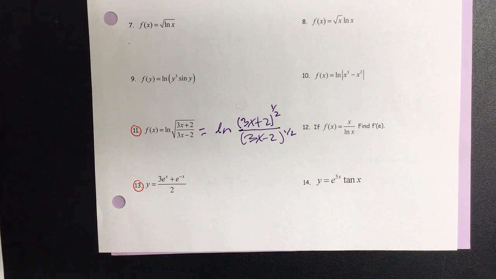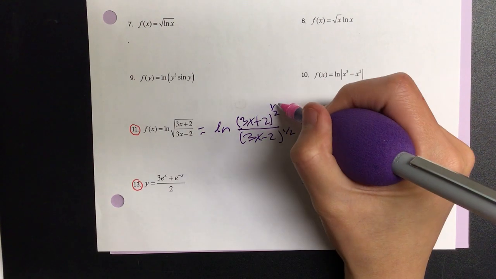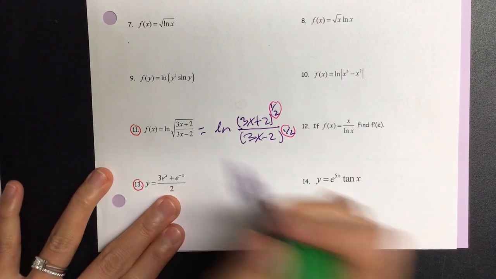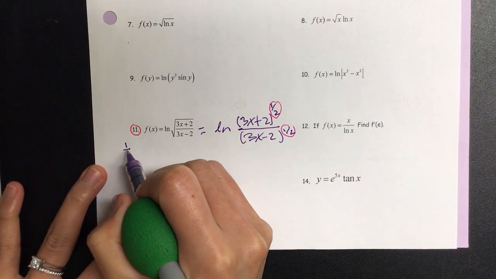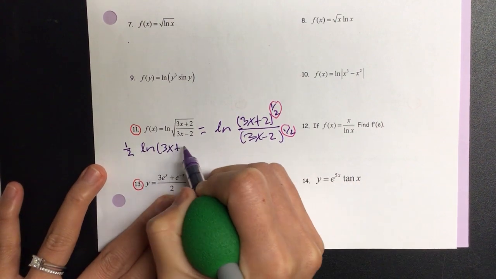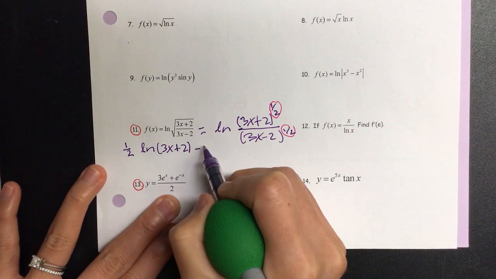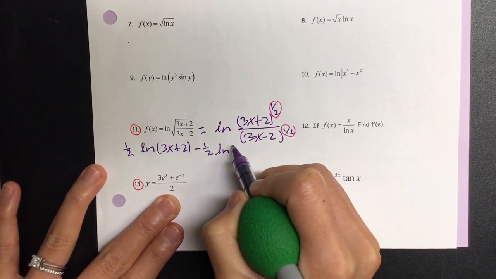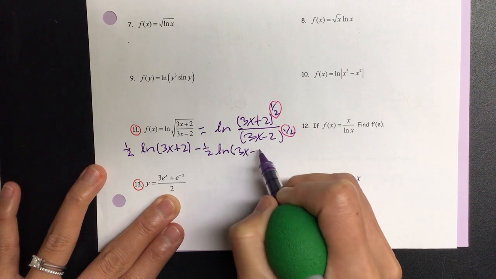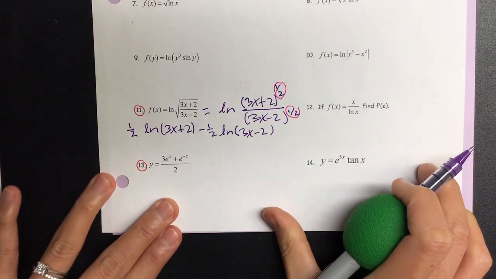Now, when we expand natural log that's got a division on the inside, what did we do? Subtract. We subtracted. And at the same time, what are we going to do to the power? Move it to the front. So let's do all that at the same time. So we have, and we're just rewriting, 1/2 natural log of 3x plus 2 minus 1/2 natural log of 3x minus 2. And then we can derive.